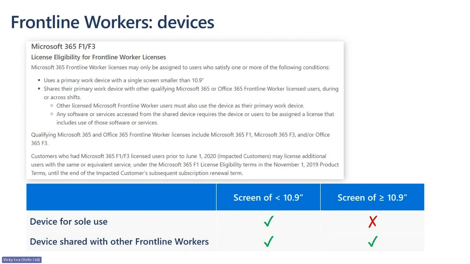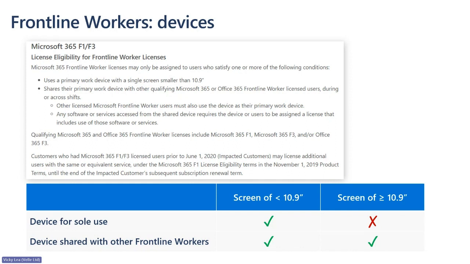Or, and that is an or because they need to satisfy one or more of the conditions, they share their primary work device with other frontline worker licensed users during or across shifts. And if they're sharing the devices, they can be any screen size on those devices. And then it goes on to tell me that any other software obviously must be licensed properly and so on. And it tells me what the qualifying licenses are and things.